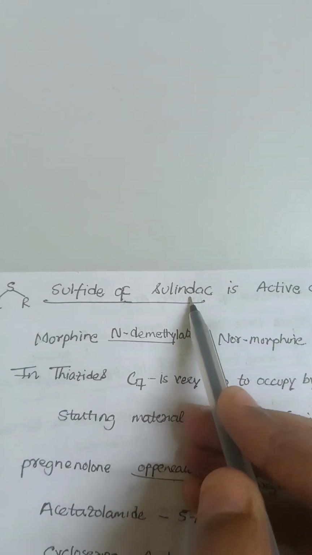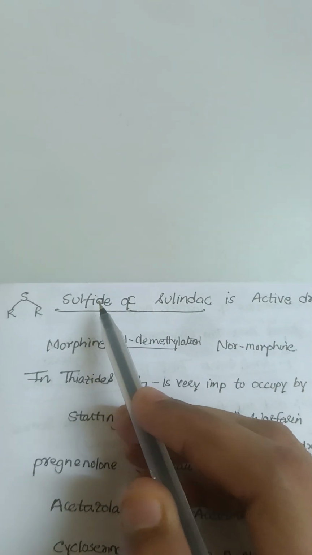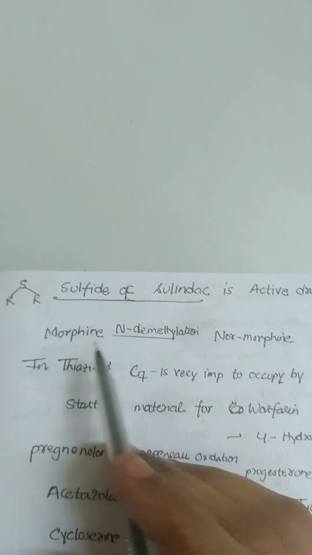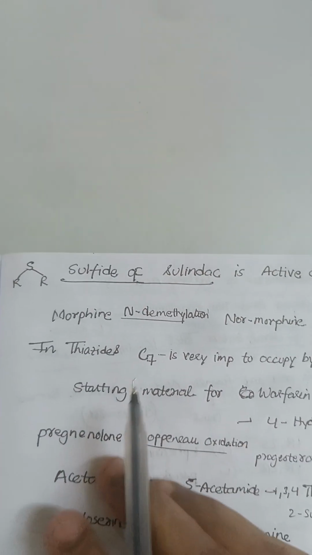Again, sulindac is also a prodrug, but the active form of sulindac is the sulfide. So the sulfide form of sulindac is the active drug. And morphine, which undergoes N-demethylation, gives you normorphine.